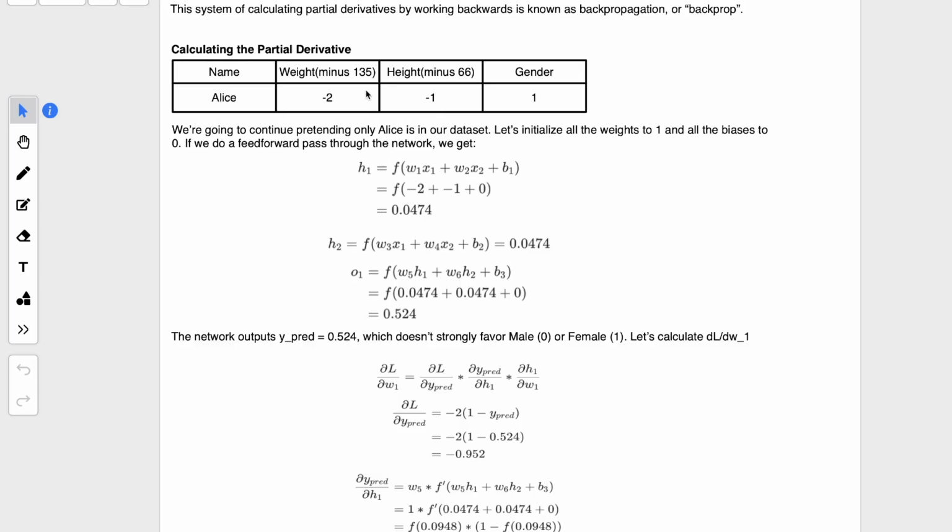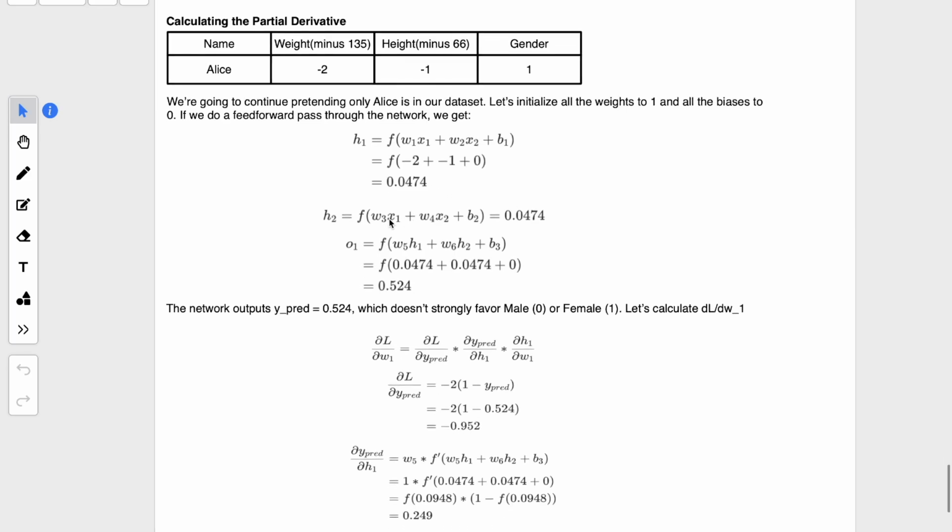So if I pass -2 and -1 as the input, with weights as 1 and biases as 0, you will see something like this, right? -2, -1, 0. F is our activation function, which is sigmoid. So sigmoid of -2 plus -1 is 0.0474. Similarly, w3 x1 plus w4 x2 plus b2, this is our other h2, turns out to be 0.524 by passing this input and weights.